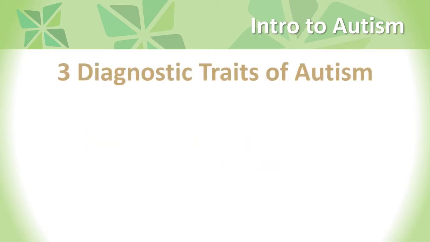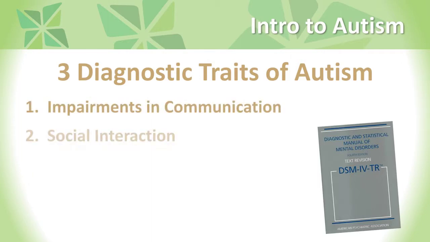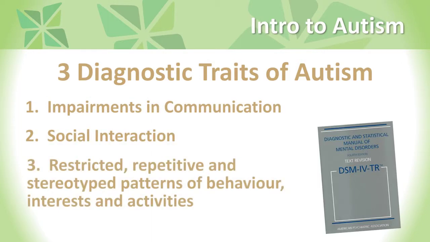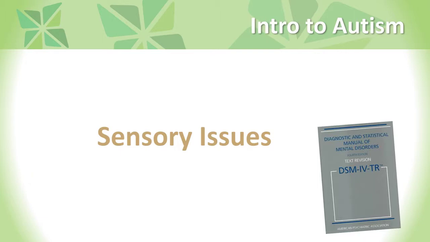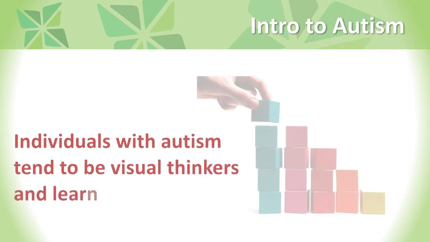There are 3 diagnostic traits to identify autism as defined by the Diagnostic and Statistical Manual of the American Psychiatric Association: impairments in communication, social interaction, and restricted, repetitive, and stereotyped patterns of behavior, interests, and activities. We will discuss in further detail all 3, as well as sensory issues, which also has a large impact on people with autism.